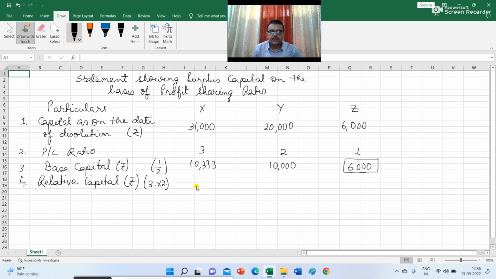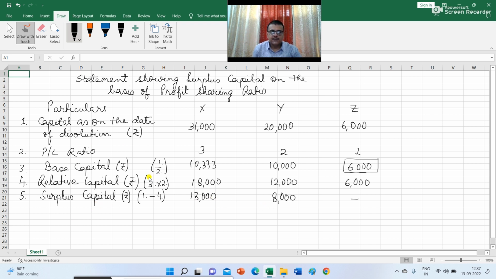So 6,000 into 3 is rupees 18,000. 6,000 into 2 is 12,000. And 6,000 into 1 is rupees 6,000. Point number 5 is the surplus capital. And the surplus capital is the difference between point number 1 and point number 4. So 31,000 minus 18,000 is 13,000. Then 20,000 minus 12,000 is 8,000. And 6,000 minus 6,000 is nil. So you have a surplus capital of X and Y.